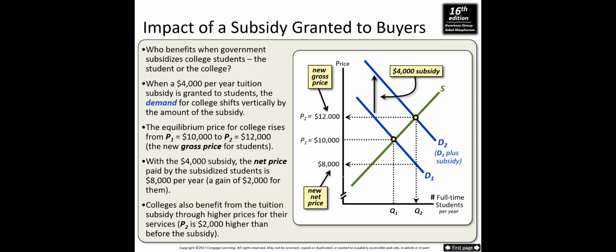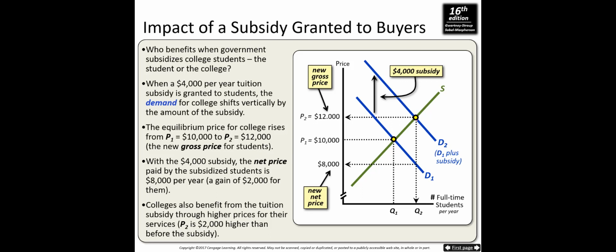Let's see this example: impact of a subsidy granted to buyers. Who benefits when the government subsidizes college students, the student or the college? When a $4,000 per year tuition subsidy is granted to students, the demand for college shifts vertically by the amount of the subsidy. So more students are going to apply for the colleges. But the increase in demand increases college prices too. So the equilibrium price for college rises from P1, $10,000, to P2, $12,000.